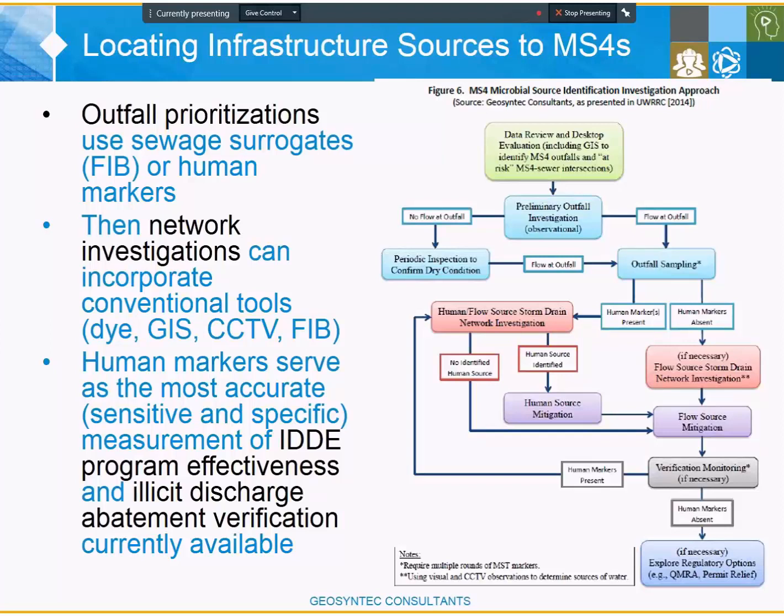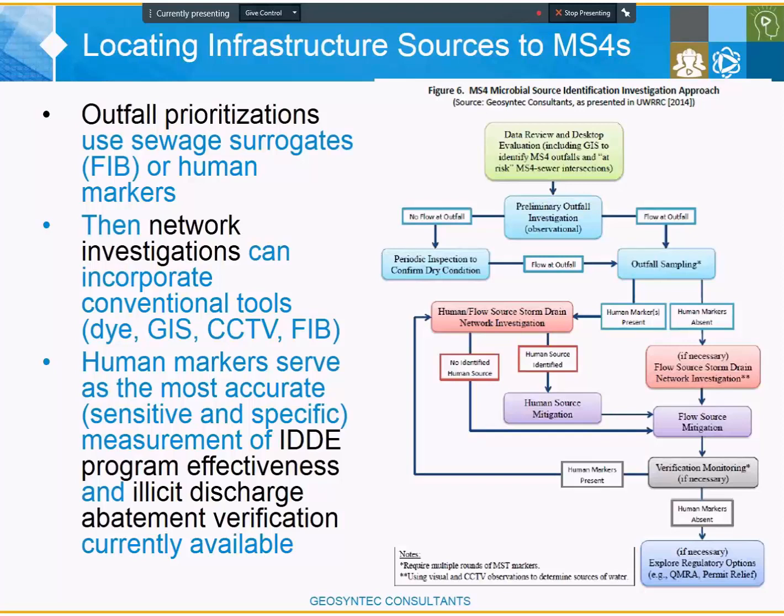The network investigation steps then incorporate conventional subsurface investigation tools, things like dye, and then using GIS. I'll show what I mean by that. CCTV, and then sampling of fecal indicator bacteria. When used in combination, these are the things that allow you to locate inputs into an MS4 network.